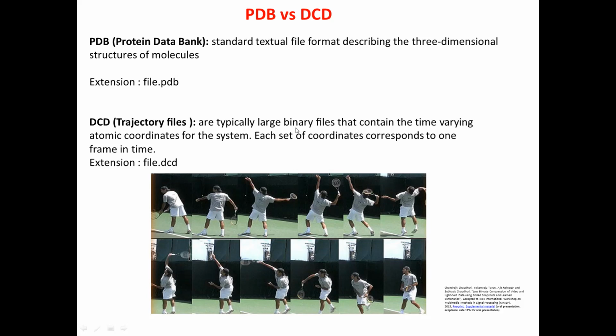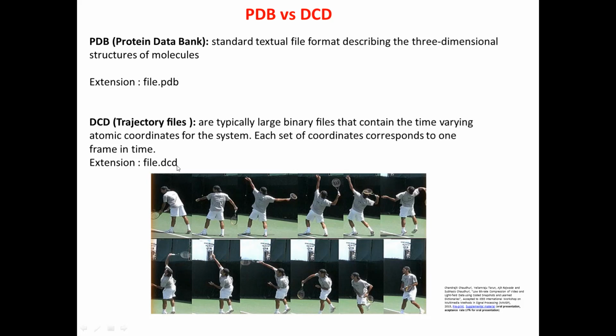It's a large binary file that contains the time-varying atomic coordinates for the system, as we explained. In each 1 nanosecond, the coordinates will change. Each set of coordinates corresponds to one frame time. Here, this corresponds to 0 nanoseconds. Here, it corresponds to 2 nanoseconds or 1 nanosecond, etc. So we end up with a larger file, usually large files, with the extension DCD.